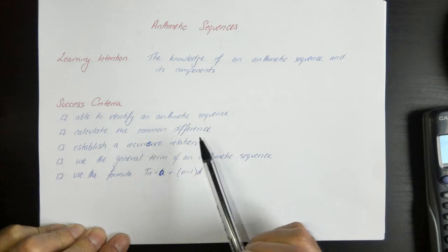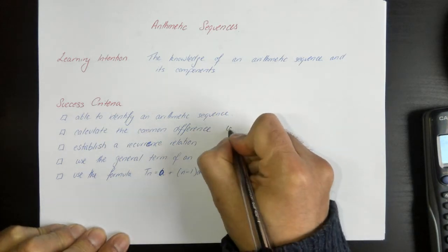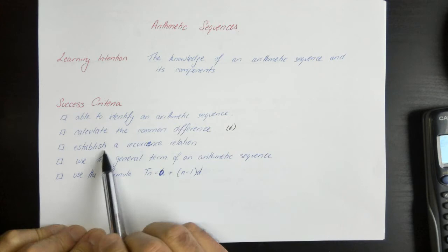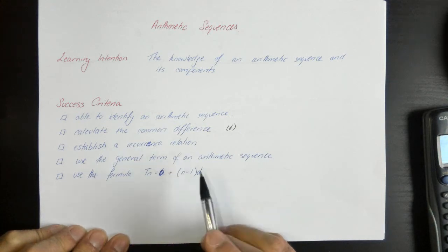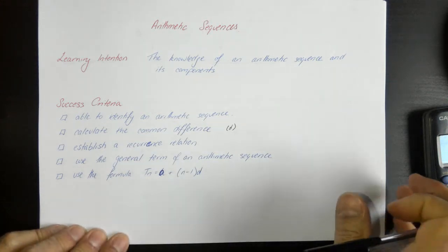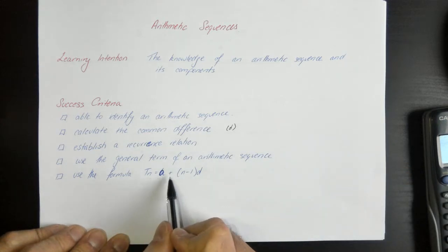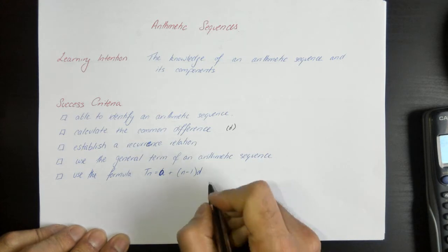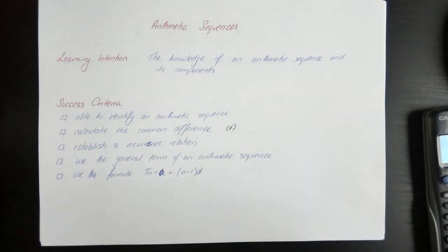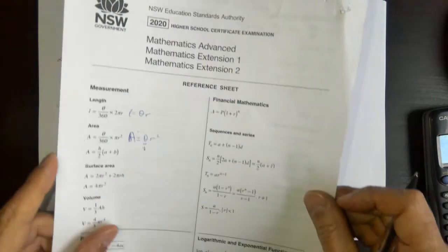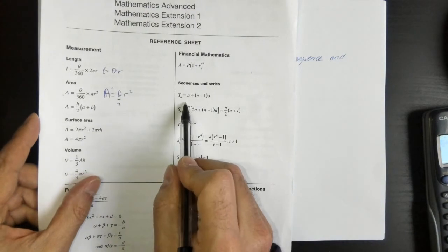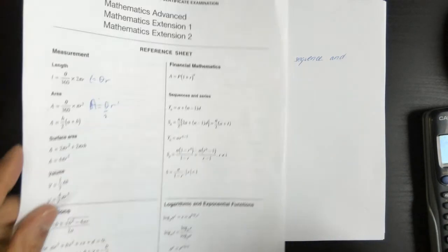If we can calculate the common difference, which we represent with the letter D, establish a recurrence relation and understand what the recurrence relation is, and use the general term of an arithmetic sequence, the formula Tn equals A plus n minus 1 D. And this, from memory, is on page 1 of our formula sheet.